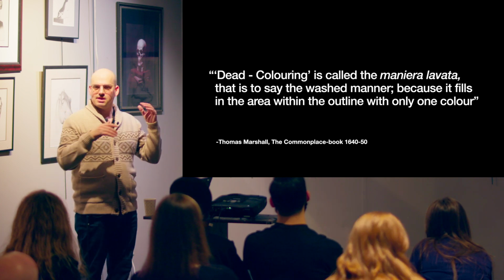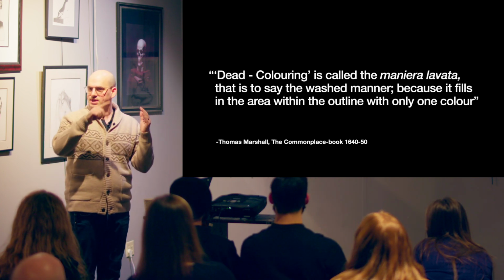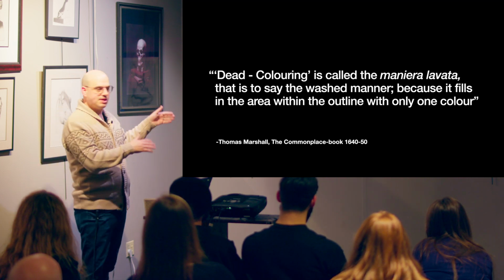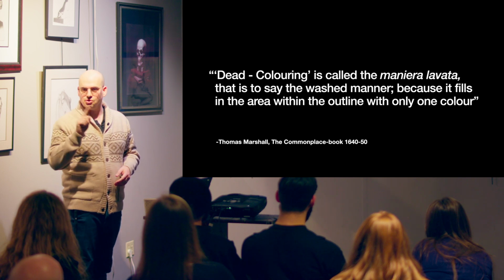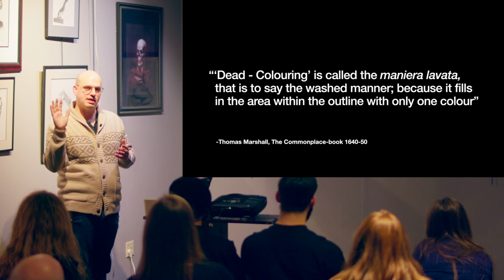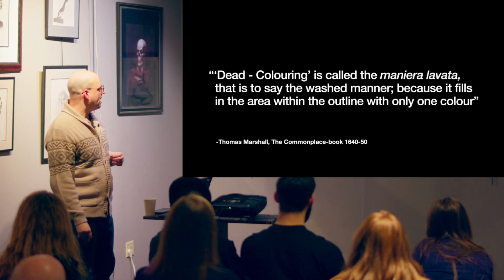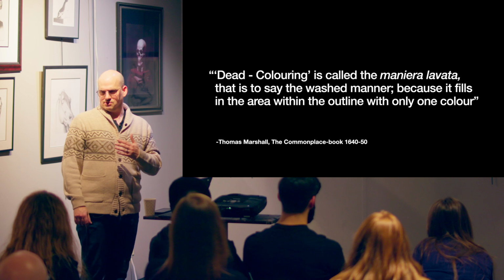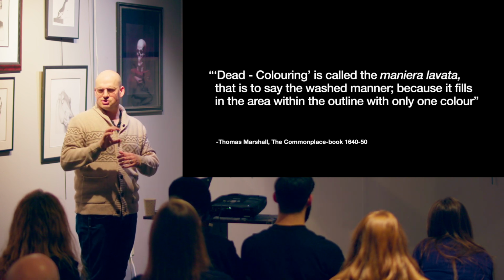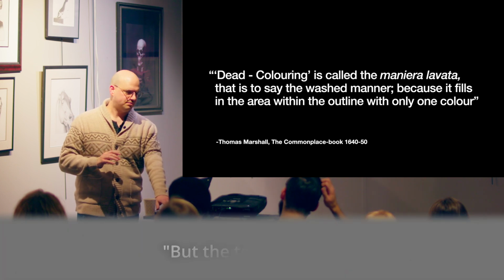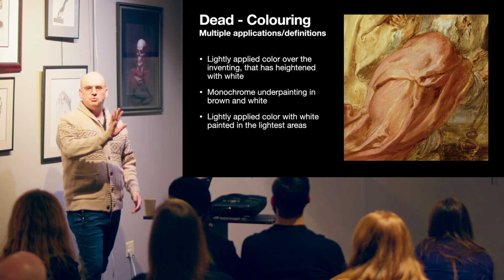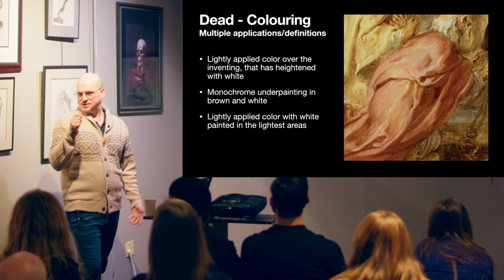If you think back to that inventing stage where it's just white and brown, one application of dead coloring in the 17th century is to put a flat color over that. So it's almost like you're doing a grisaille underpainting, and then putting a thin layer of color over that. But it would be singular, so it wouldn't be like all the drapery is red. You wouldn't be putting different shades of it. So very simple. The term dead is just because it's not moving at all. It's just a flat, singular piece.